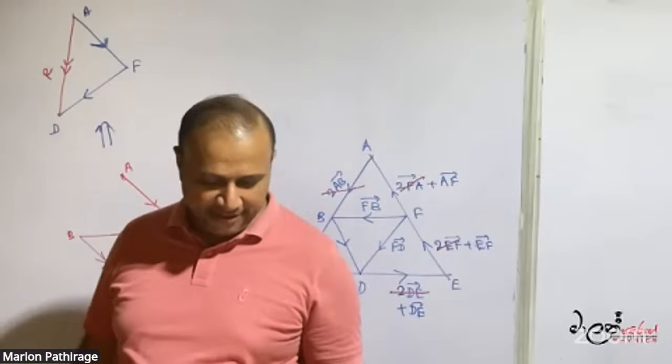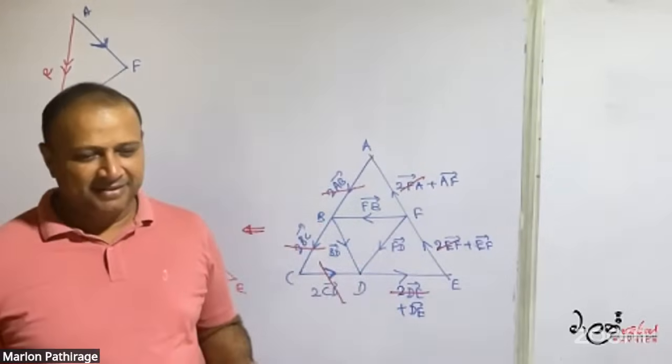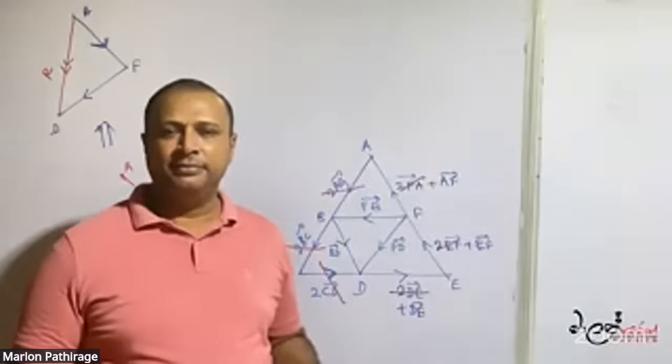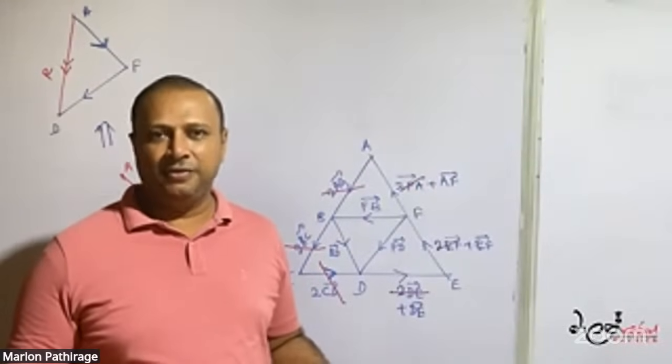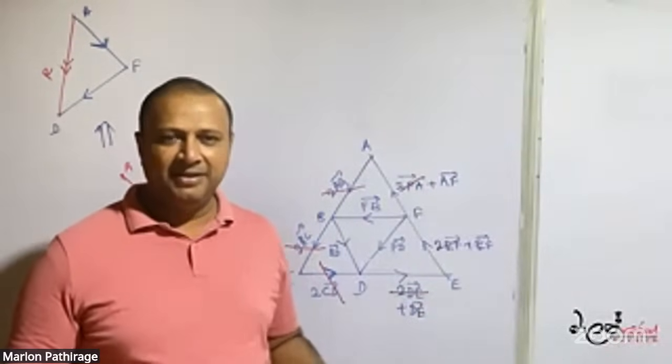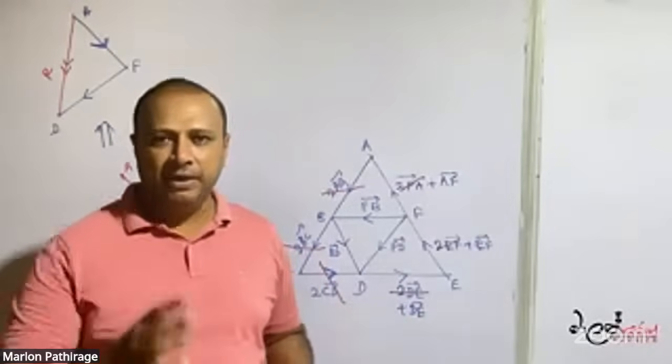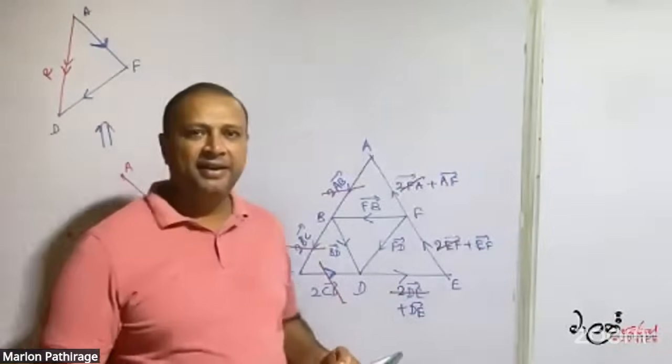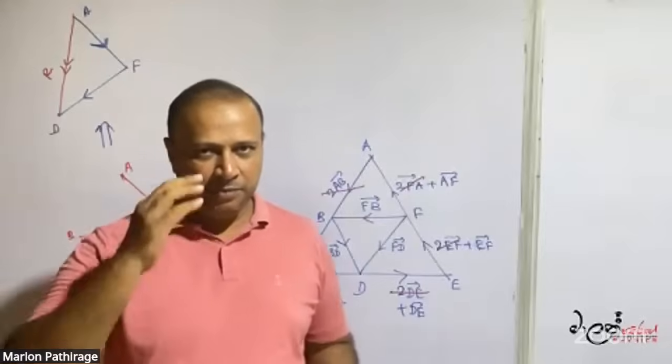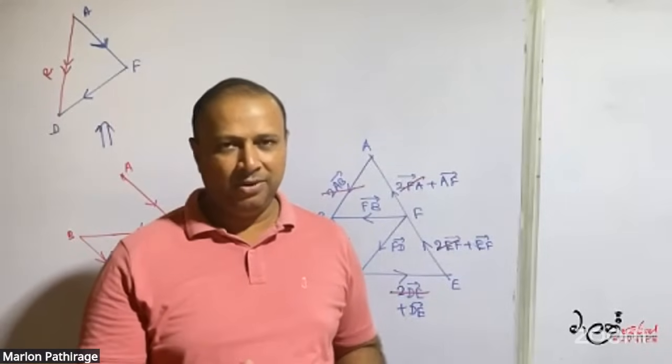How to get that one? If you know the Pythagoras theorem, then you can get the answer. How to get that kind of answer? Look at what I did in my mind.